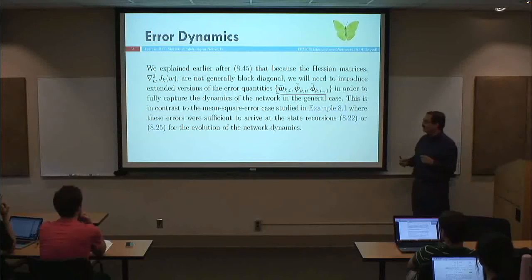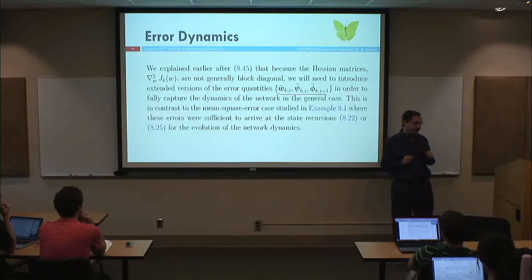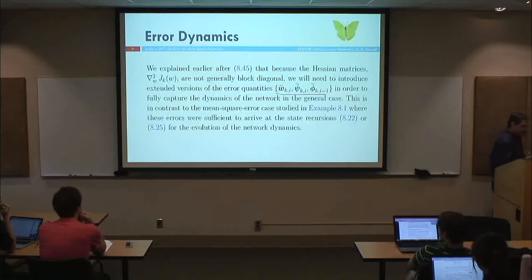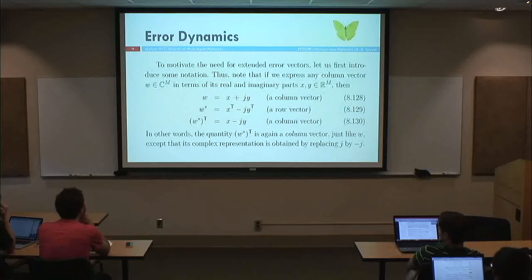I have to extend them because the Hessian matrix now will not be block diagonal anymore. So this is one issue that will come up. Let me first define these things for you. Assume I have some generic vector omega. It's complex valued in general, right?